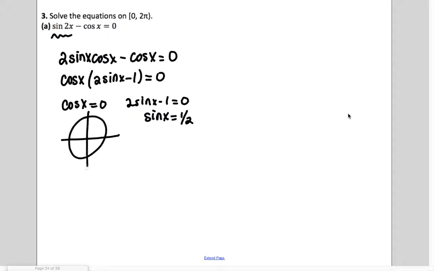So let's start with cosine of x equals 0. Solutions? Yeah, we got pi over 2. We got 3 pi over 2. Sine of x is equal to 1/2. Oh, yeah. Not pi over 3, pi over 6, and 5 pi over 6. Those are our 4 answers. Easy enough?